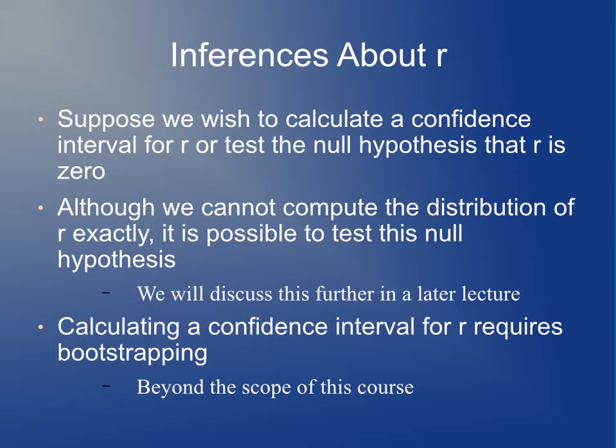And we may want to make inferences about R, say we want to test the null hypothesis that R is equal to 0, or calculate a confidence interval for R. In general, it's hard to compute the exact null distribution of R, but you can test the null hypothesis that it's equal to 0. We'll discuss how this can be done in a future lecture. Calculating a confidence interval for R in general requires bootstrapping, which is something that I no longer teach in this class. You're welcome to come talk to me if you have questions about how to do this.